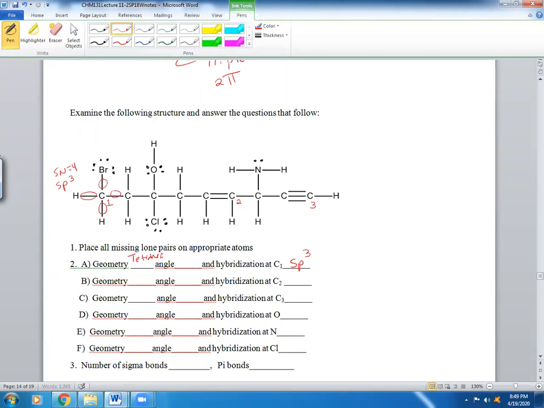Tetrahedral. What angle is that? 109.5. Okay. C2.